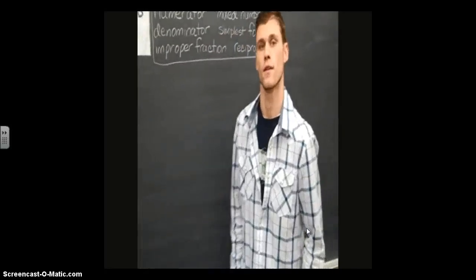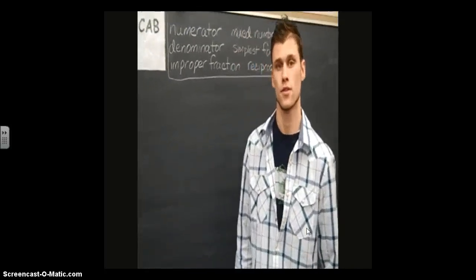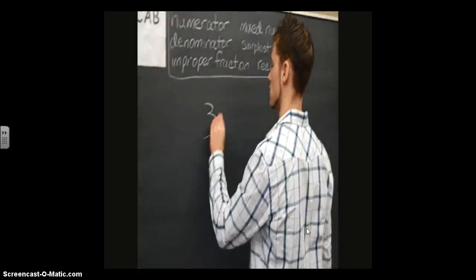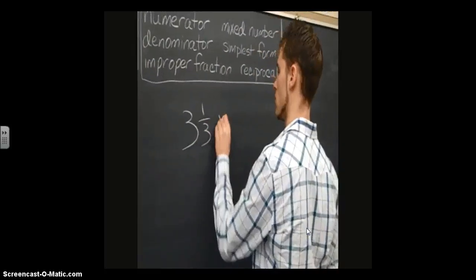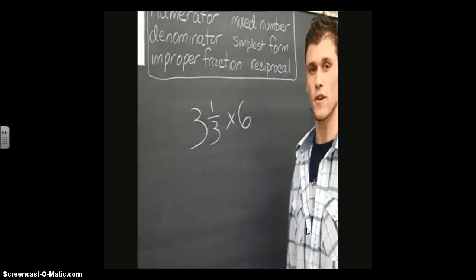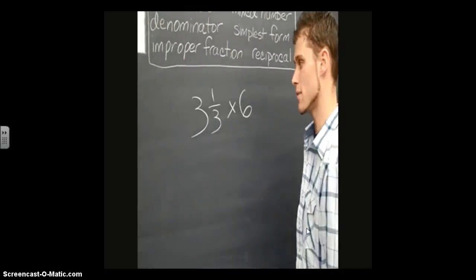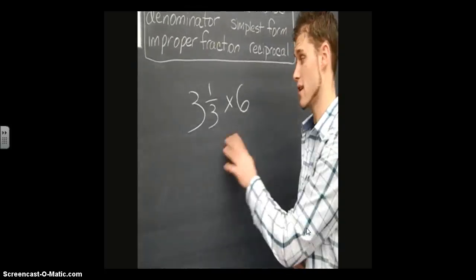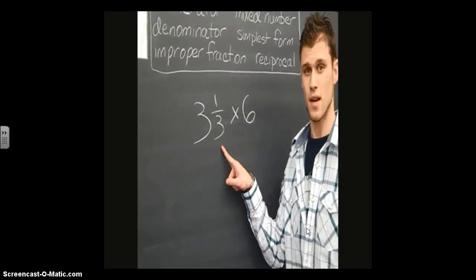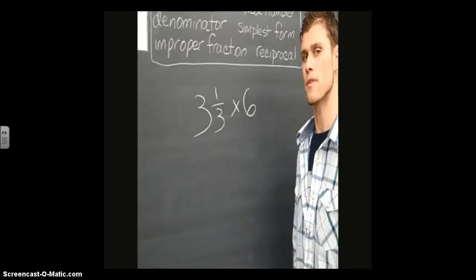Hey Mr. Binkley, could you show me an example of a problem with multiplication? Sure. Say we had 3 1/3 times 6. Okay, to go about solving this problem here, the first thing I'm going to do is rewrite the problem so that both of my numbers are fractions. Okay, so 3 1/3, that is a mixed number. I'm going to change it into an improper fraction.